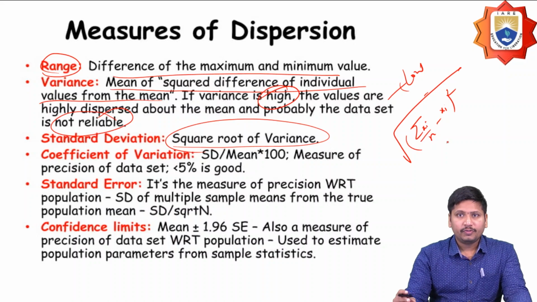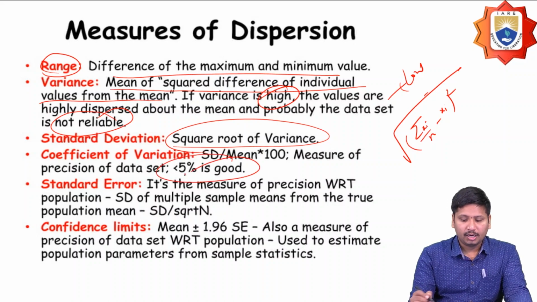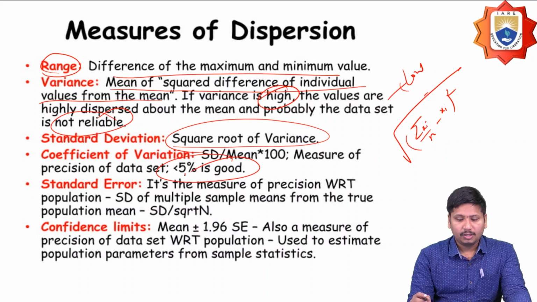Then the coefficient of variation is the standard deviation divided by the mean, multiplied by 100. This is the measure of precision of the data set, and it should be less than 5% only. So all the time the value should be less than 5%.